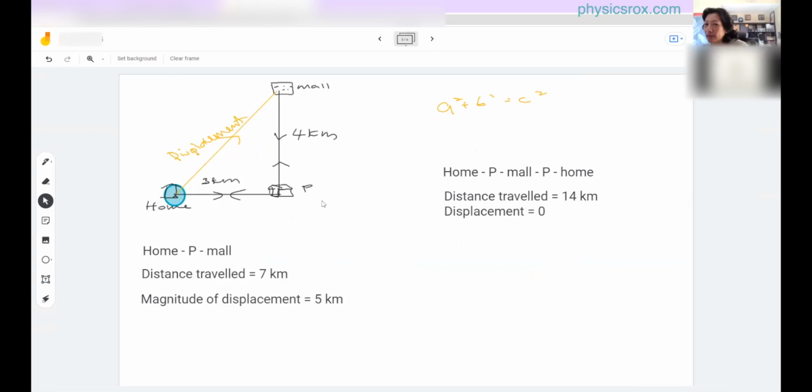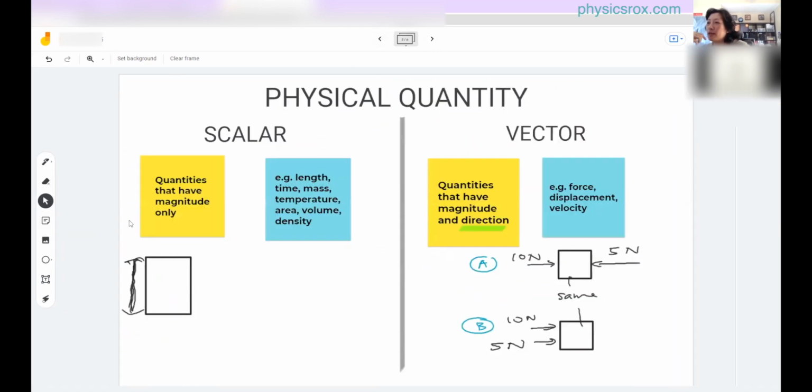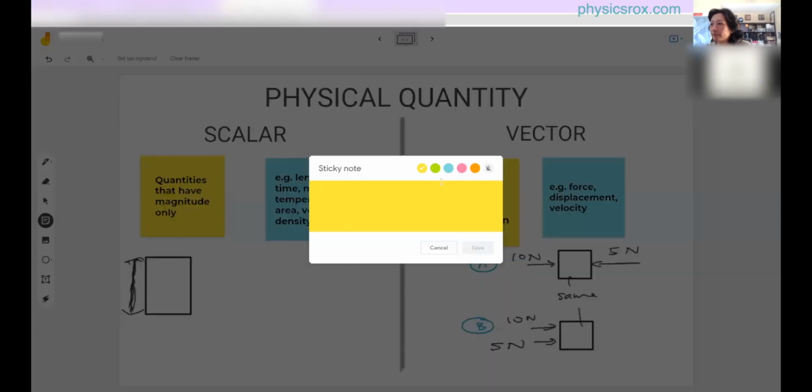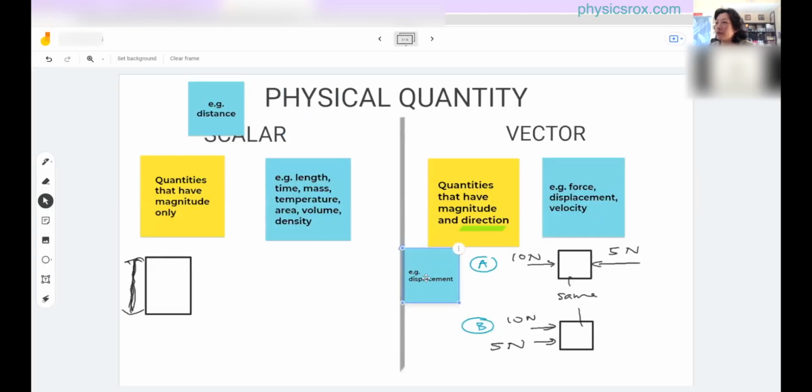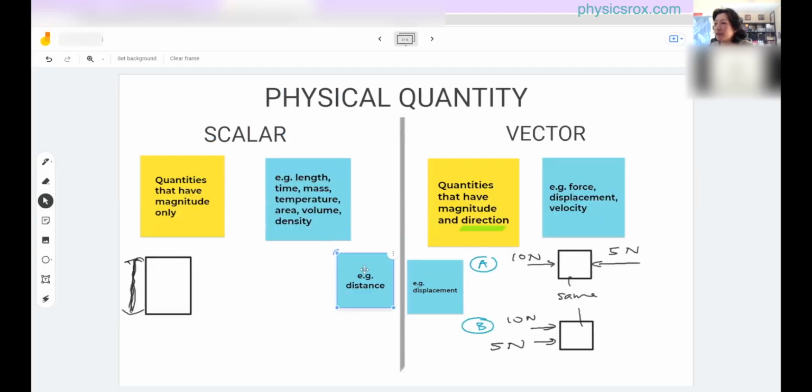Distance you measure in meters or kilometers. Displacement also is meters, kilometers. So I'm just going to add another note here. This one also, right? The example is distance. This one, example displacement. So it's like why I put this side by side, because distance and displacement, right? They are kind of like matching.